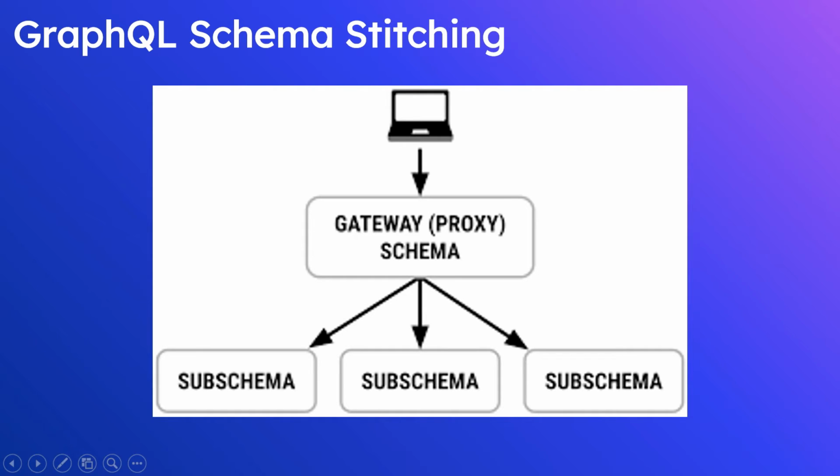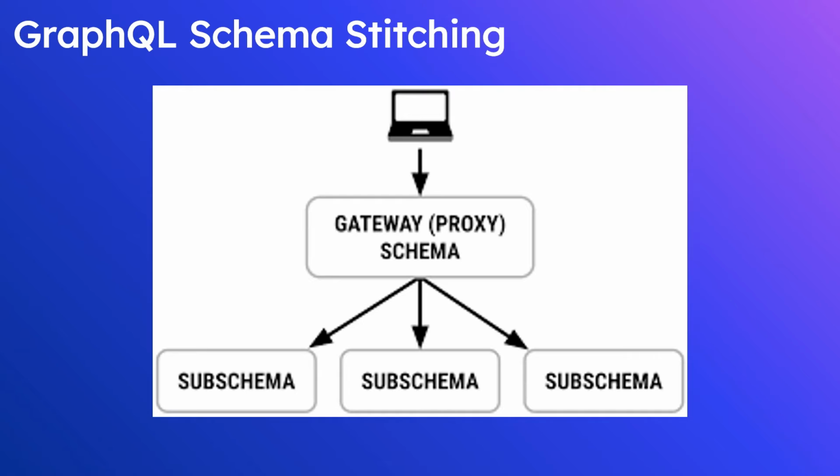Some of the benefits of schema stitching. One is modularity. Schema stitching lets you break down your API into smaller manageable services. The next one is code reusability. You can reuse and extend existing schemas, which reduces duplication and supports a modular development approach. The next one is seamless client experience. Clients get to interact with just one schema, even though it's made up of many subschemas.